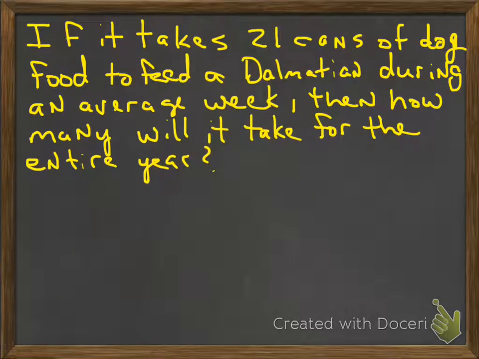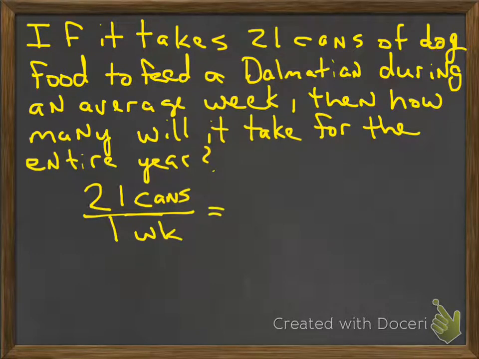Okay, so here's another example. If it takes 21 cans of dog food to feed a Dalmatian during an average week, then how many will it take for the entire year? So here I'm saying 21 cans of dog food in 1 week. Okay, so how many cans, question mark, do I need for an entire year?